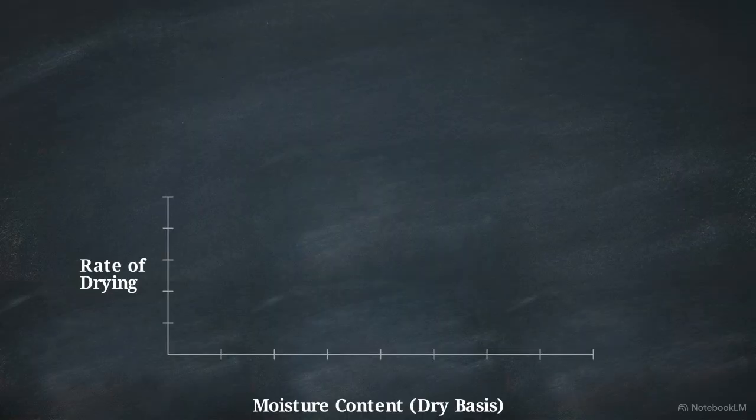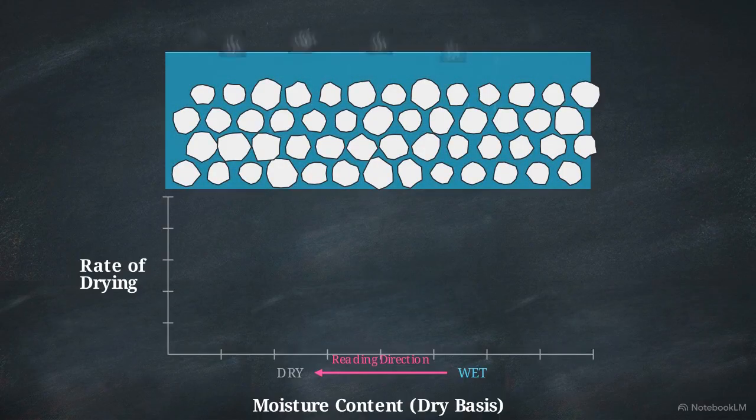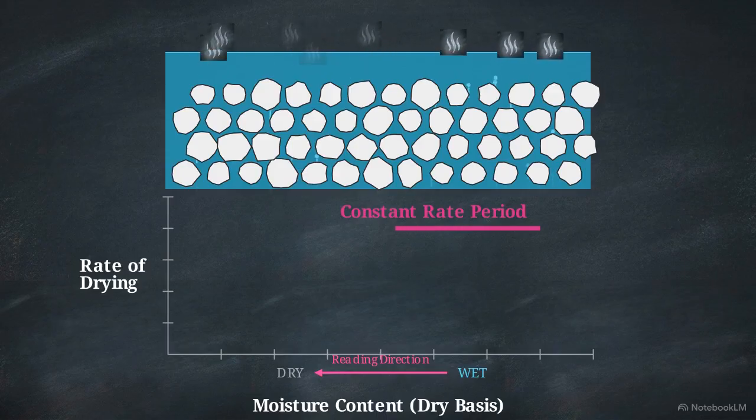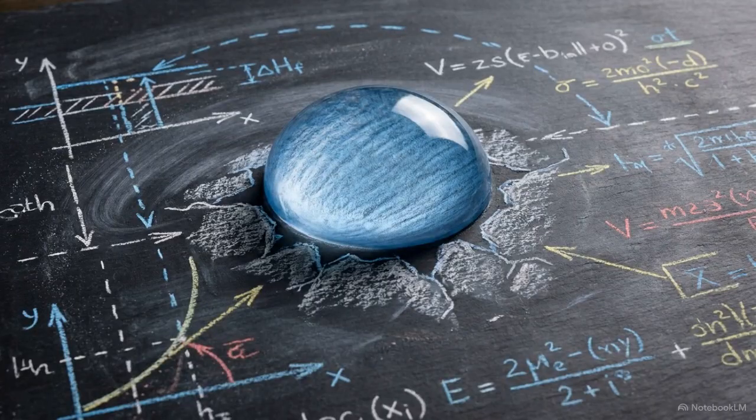We visualize this process using a kinetic drying curve, plotting the rate of drying against the moisture content. We read this graph from right to left, tracking the material as it moves from wet to dry. The process begins in the constant rate period. Here, unbound water covers the surface of the solid. As this surface water evaporates, it is immediately replenished by liquid drawn up through the pores from the bed below. During this phase, the rate of evaporation is identical to that of a free liquid surface. The solid's internal structure has no impact on the drying speed. The liquid behaves as if it were an open pool of water.